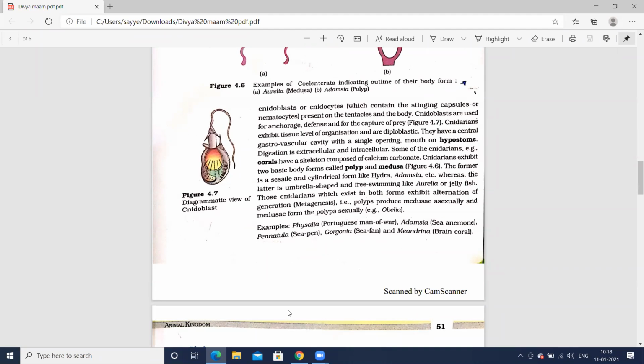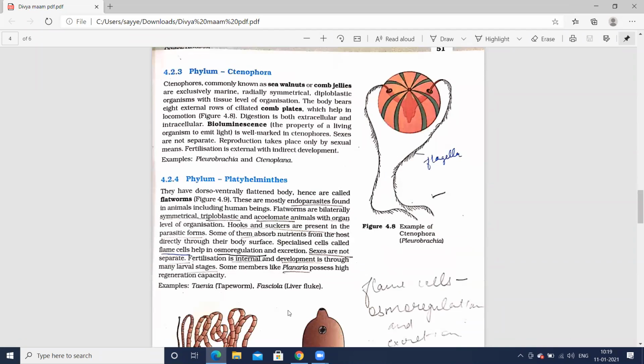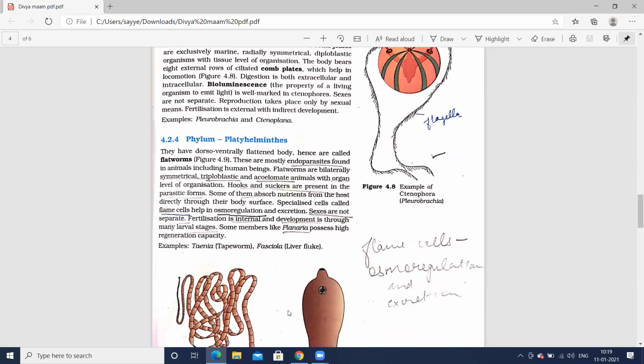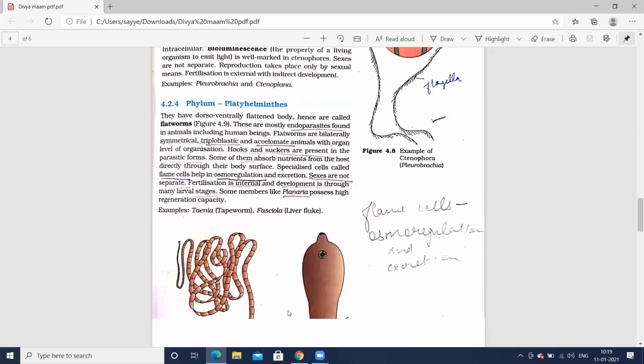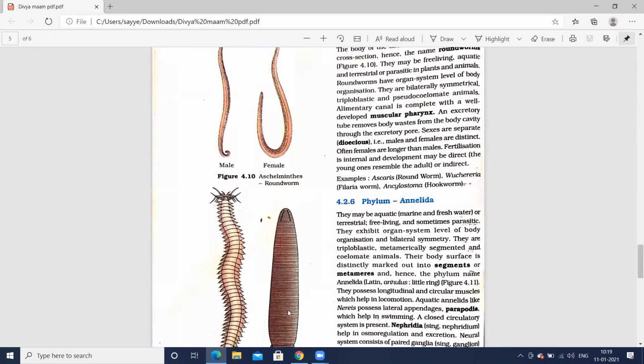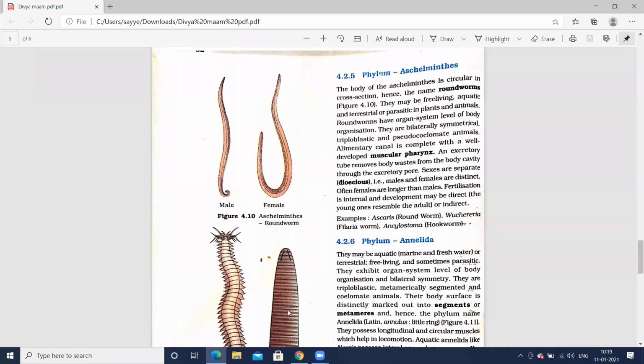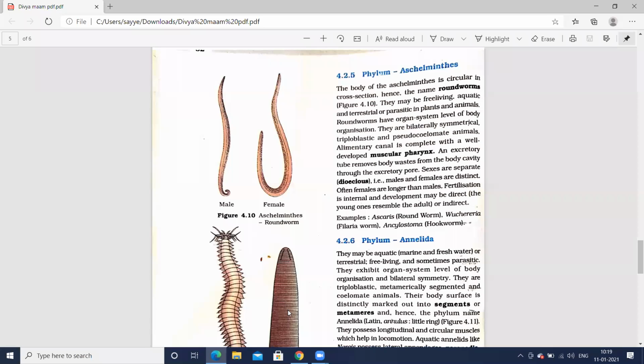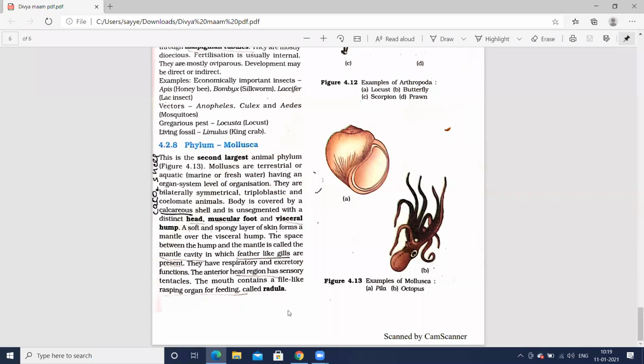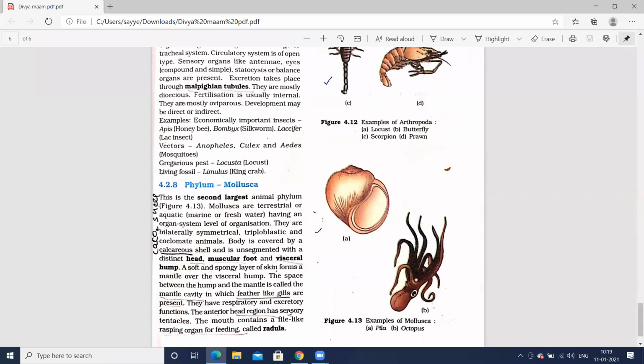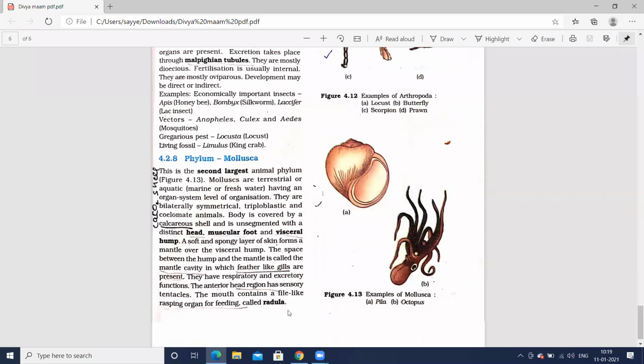First one, Porifera, Coelenterata, PC square, Ctenophora. We are making a formula. PC square, Ctenophora. Which is the next one you have? Platyhelminthes. I would suggest you learn in this sequence because the level of organization keeps increasing. Then we've got Aschelminthes. Fifth one, sixth is your Annelida. Seventh one was Arthropoda, and the eighth is Mollusca.